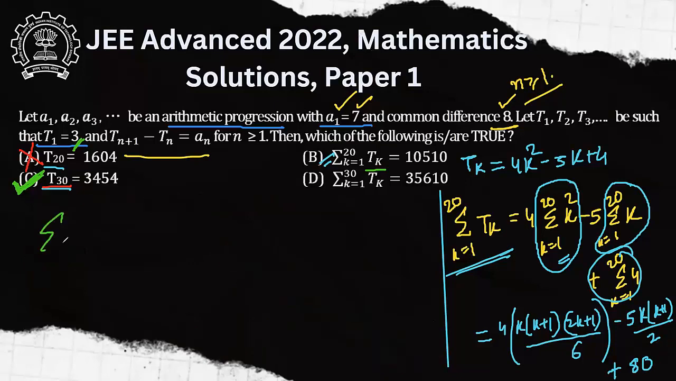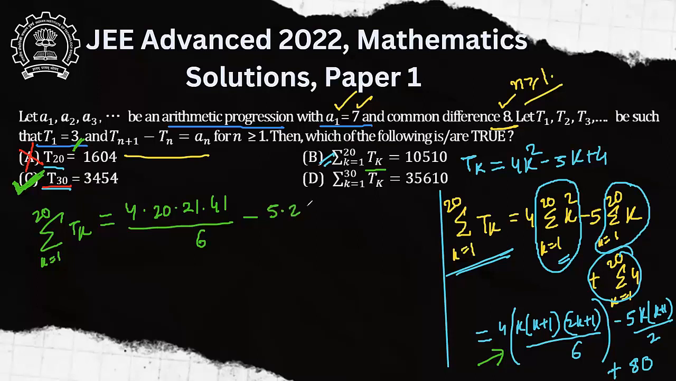So I have the sum of Tk from 1 to 20 as this. k is going from 1 to 20, so I'll put k equal to 20 in this one. So 4 times 20 times 21 times 41 upon 6, minus 5 times 20 times 21 upon 2, plus 80. This will simplify to 10510. So certainly option number B here is a correct choice as well.